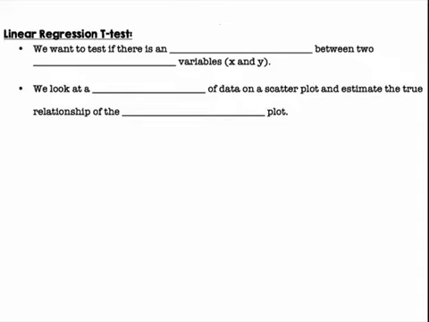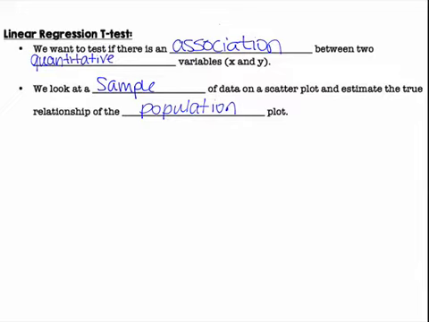Alright, in this video we're going to go over Chapter 27, Linear Regression T-Tests. We want to test to see if there is an association between two quantitative variables, x and y. We look at a sample of data on a scatter plot and estimate the true relationship of the population's plot.